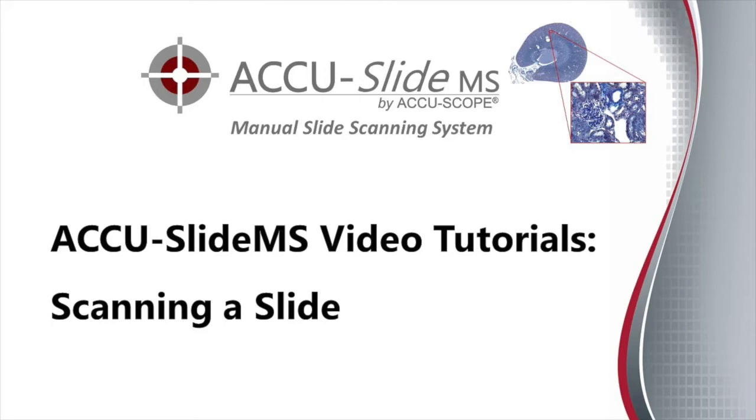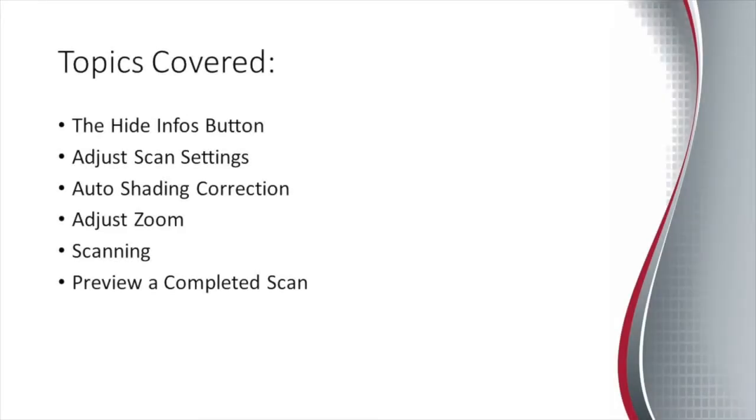This tutorial reviews how to scan a slide. Adding a new sub-scan or the freeze feature is reviewed in another tutorial. The following topics will be covered in this tutorial: the Hide Infos button, adjust scan settings, auto shading correction, adjust zoom, scanning, and preview a completed scan.